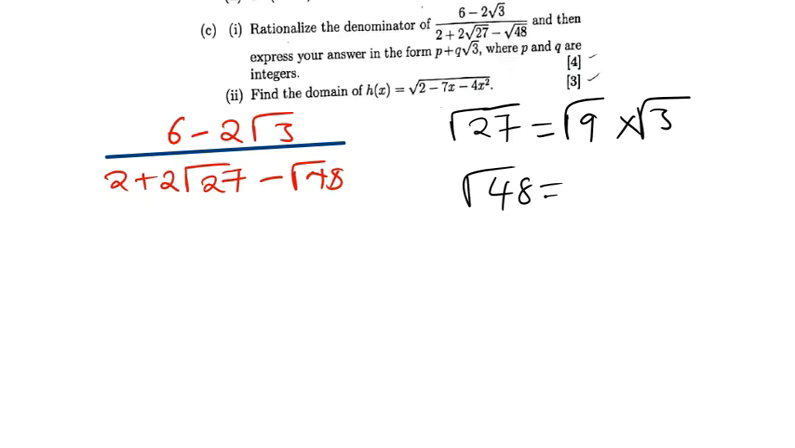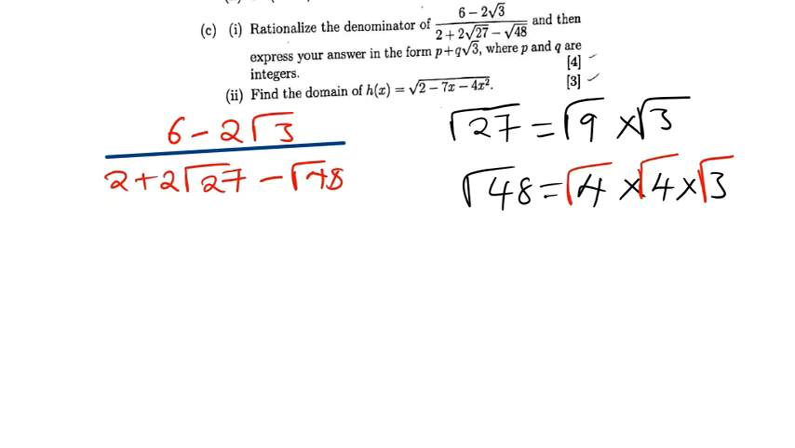For 48, any factor of 48? I think 4 is a factor. 4 times 12, and 12 can also be expressed as 4 times 3. So 4 times 4 is 16, times 3 should be 48, right? Yes, 48, because 16 times 3 is 48.